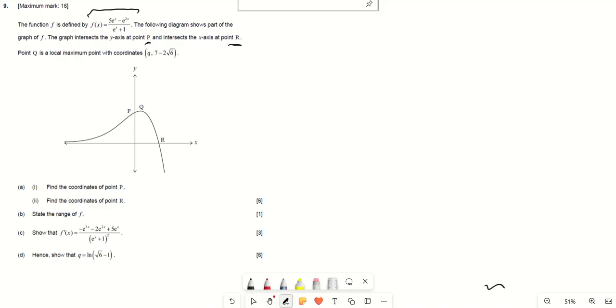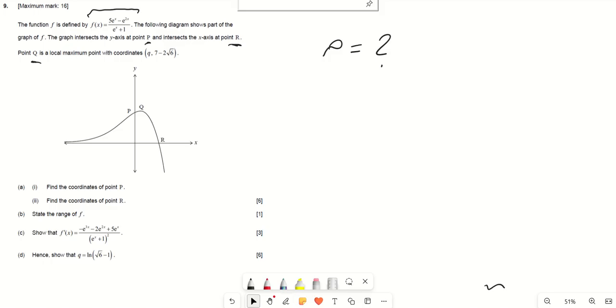The point R is the intersection with the x-axis. And the point Q is a local maximum, and the coordinates for this point are also given. At A, we have to find P.